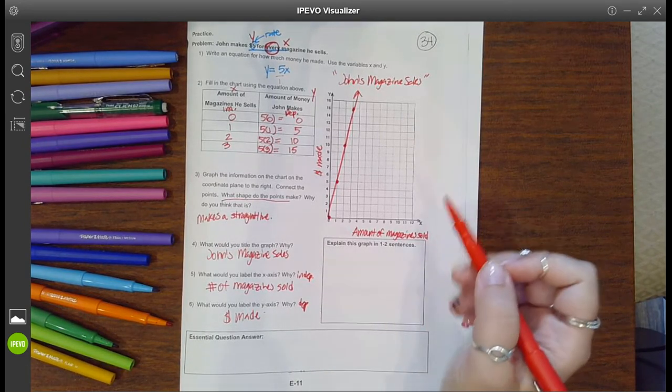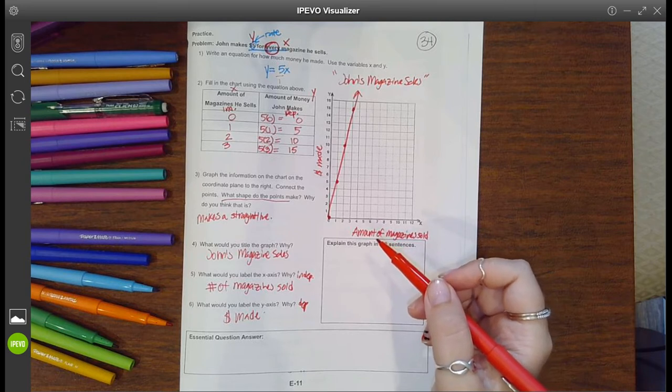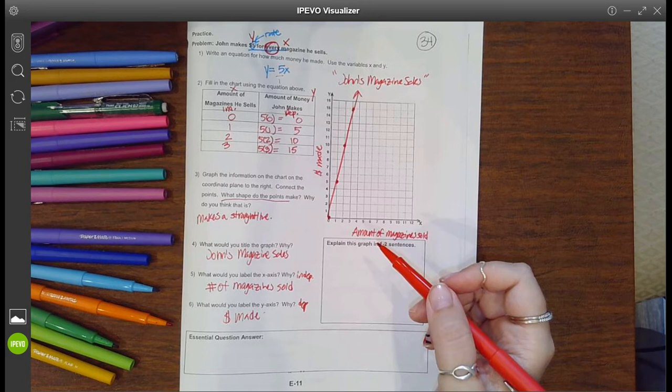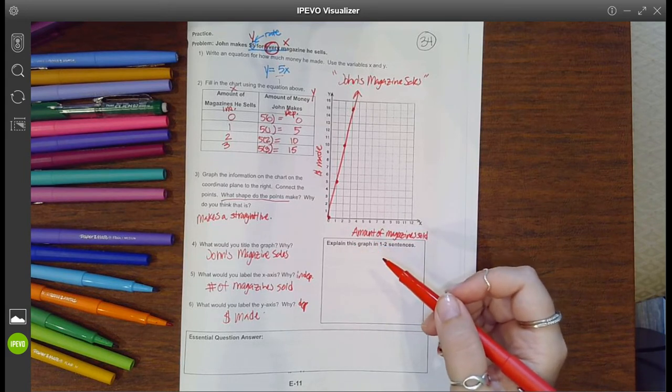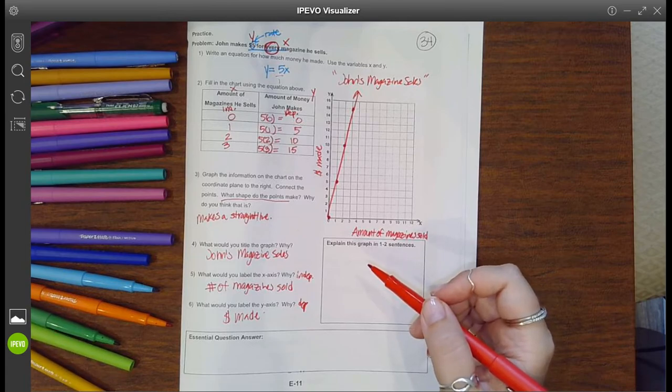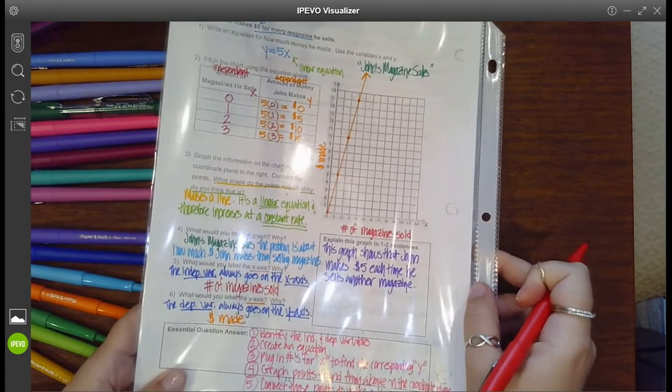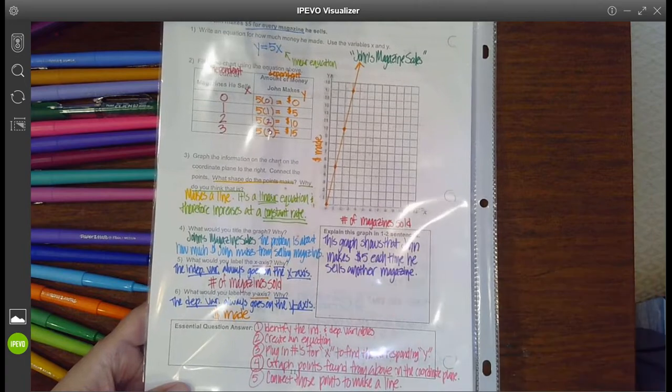So how would you explain this graph in 1 to 2 sentences? What's it talking about? Okay, think about it. Now, if you unpaused it and you're back with us, hopefully you mentioned John and what's happening. So John makes $5 each time he sells another magazine. That's what the rate is saying, right?